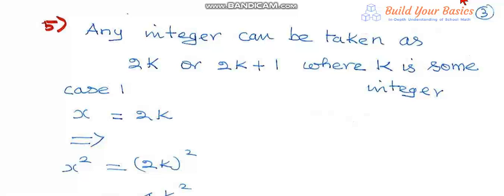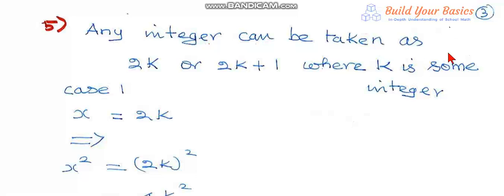Question number 5. Prove that square of any integer leaves the remainder either 0 or 1 when divided by 4. We have to prove that square of any integer leaves the remainder either 0 or 1 when divided by 4.